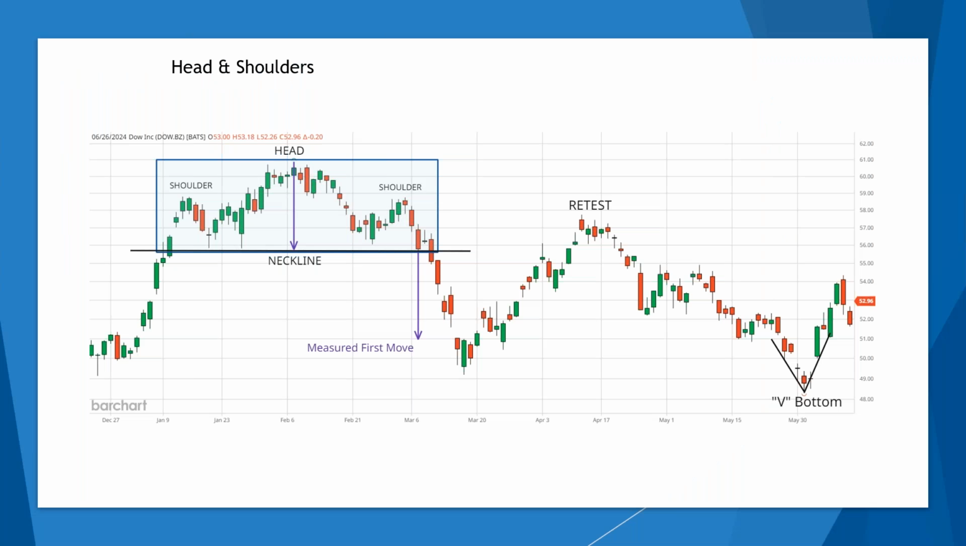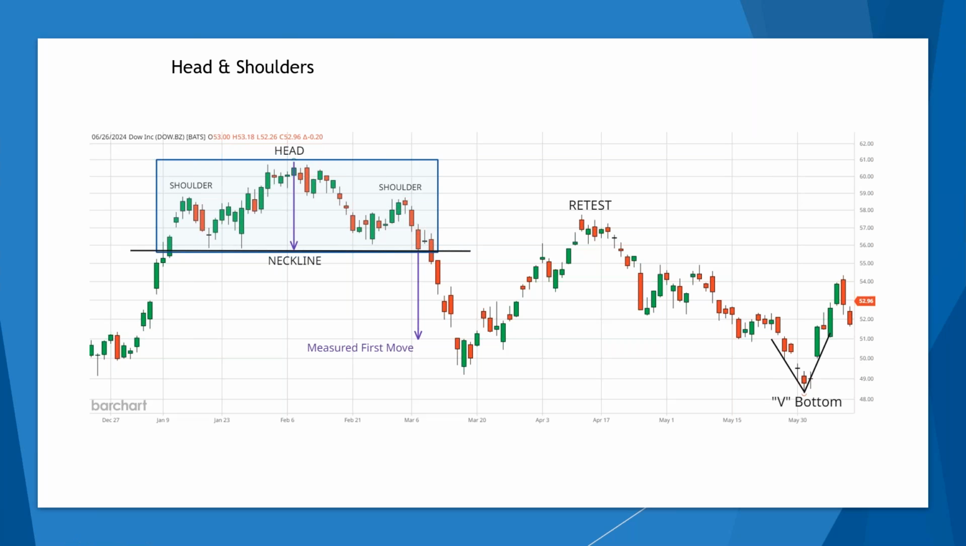So here's an example of a head and shoulders, and you can see how this stock was continuing to rise. It made a higher low and higher high, a higher low, a higher high, and then we make an equal low, and then the market rallies again, but this time it makes a lower high. The transition from an uptrend to a downtrend.